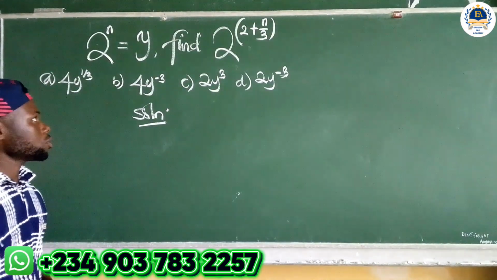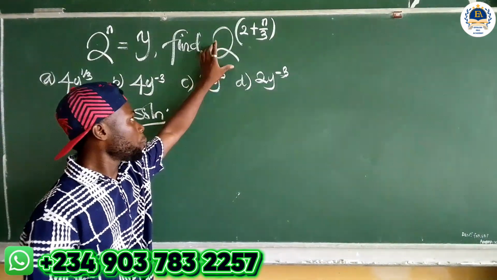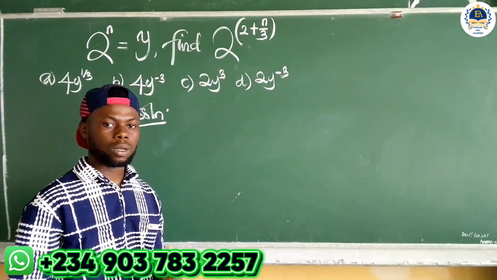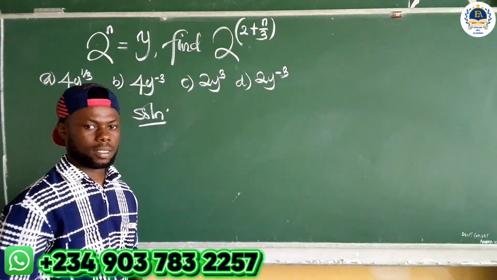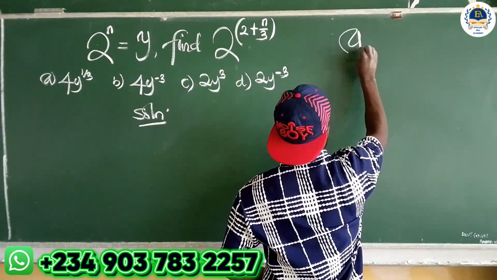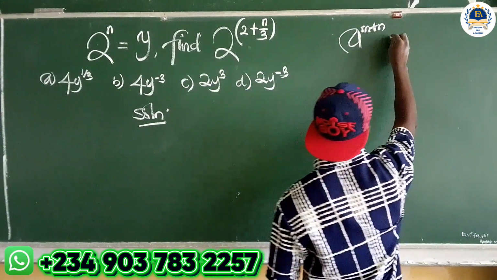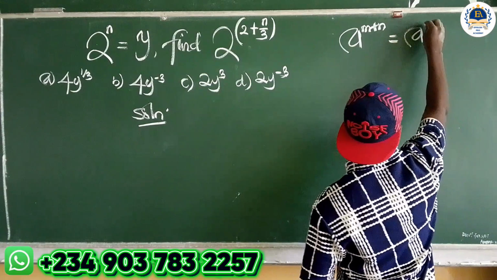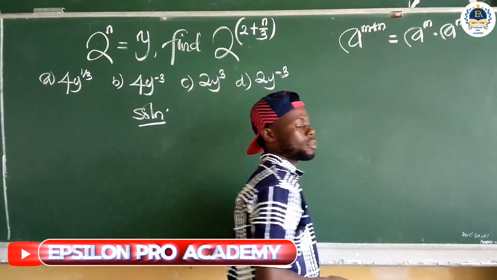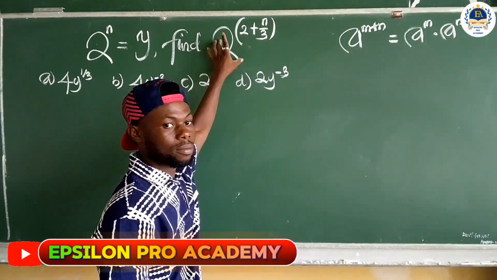Now in this question on the board, the evaluated value is this. Now we are going to compare this with the law of indices, which is called the multiplication law of indices. Note that in the multiplication law of indices, if we have a raised to the power of m plus n, this could also be written as a raised to the power of m times a raised to the power of n. Now we can compare this with what we have here.